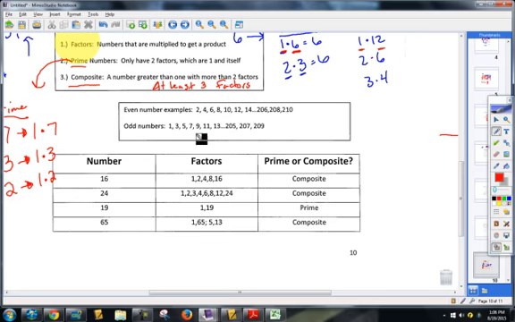Here's even and odd numbers. We talked about that the other day. It's whatever it ends in. So if it ends in a 0, it's an even number. If it ends in an 8, a 6, a 4, or a 2, it's always going to be an even number. Odd numbers are going to end in 1, 3, 5, 7, and 9.